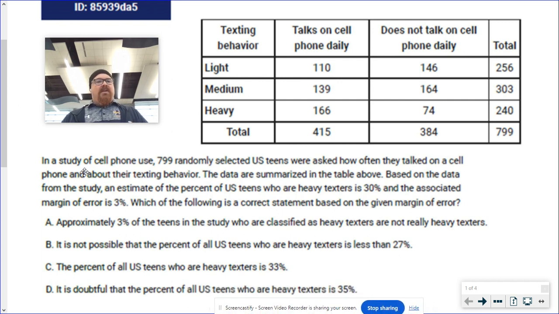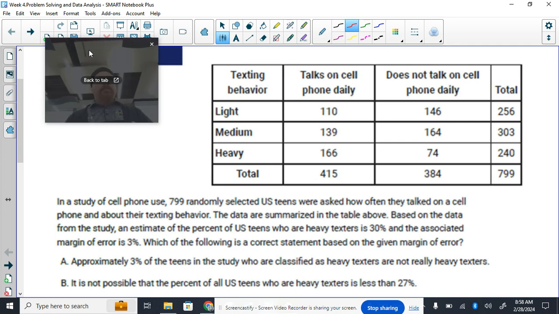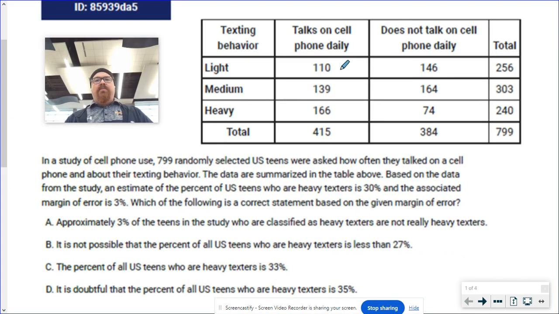Let's read through this one together. It says, in a study of cell phone use, 799 randomly selected U.S. teens were asked how often they talked on a cell phone and about their texting behavior. So we see that this table has two columns, right, and three rows. The 799 is always down here in the bottom right hand corner. That's the total, right? So we get the three totals from light, medium, and heavy texting behavior. This has to add up to 799. And then we have their talking figures here, which have to add up to 799 as well, right?